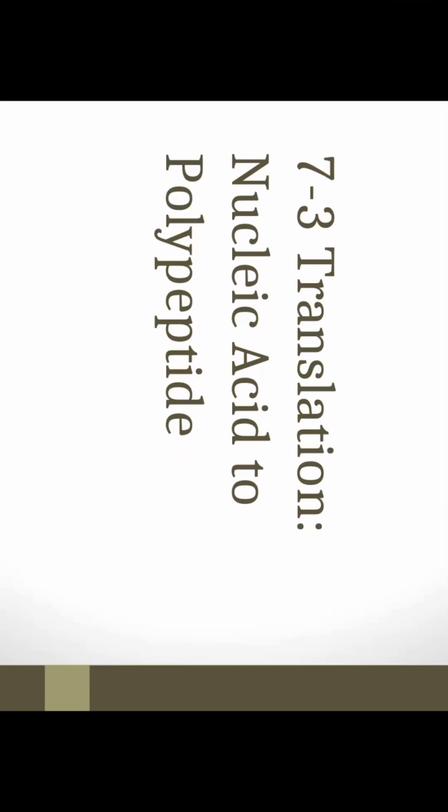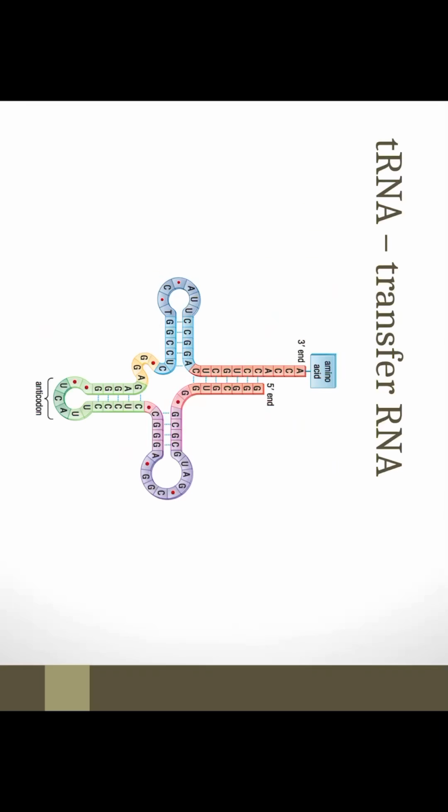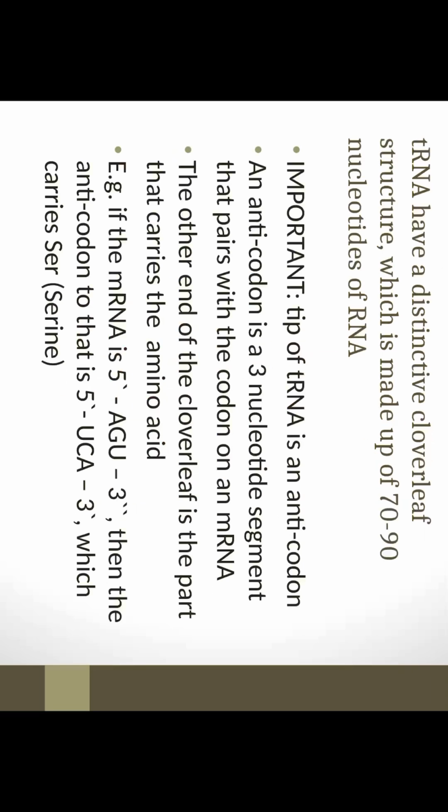Nucleic acid to polypeptide, which is a chain of amino acids. We'll answer these questions a bit. Here is the clover leaf looking tRNA. You can see at the top there's an amino acid, and on the bottom there is an anticodon, which corresponds to what's on the mRNA, which is at the ribosome. There is a distinctive clover leaf.